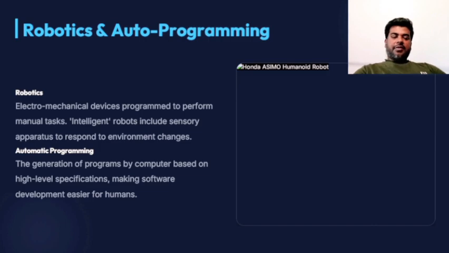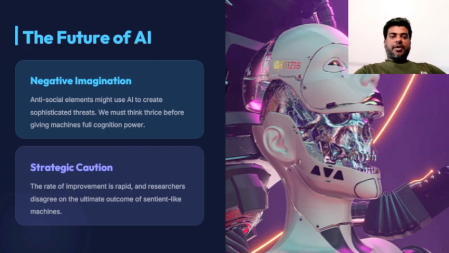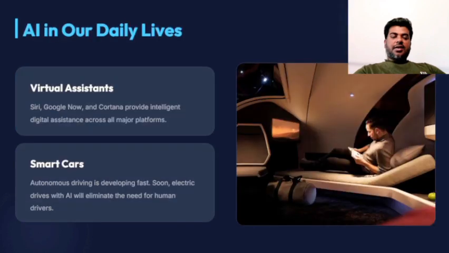Now we'll go to slide 10, that is the future of AI. What will be the future of AI? It's a $1 million question, and the visual that you see is the navigation imagination tile and the soldier robot image. So looking ahead, the future of AI brings both excitement and caution. While the potential for good is infinite, there is what we call negative imagination, the fear that AI could be used for sophisticated threats or antisocial purposes. As we move towards machines with higher cognition, we must be strategic and ethical about how much power we delegate to them.